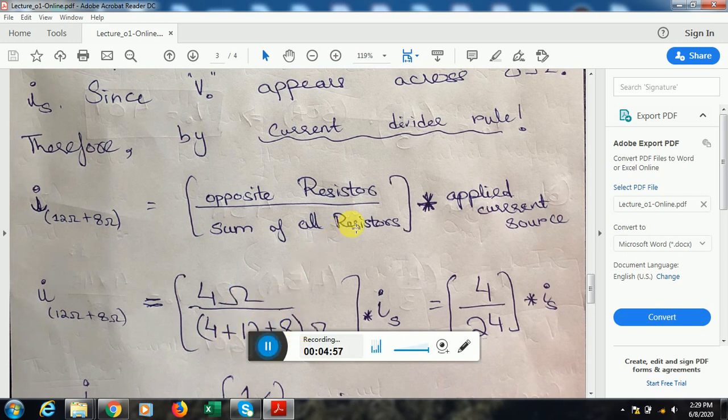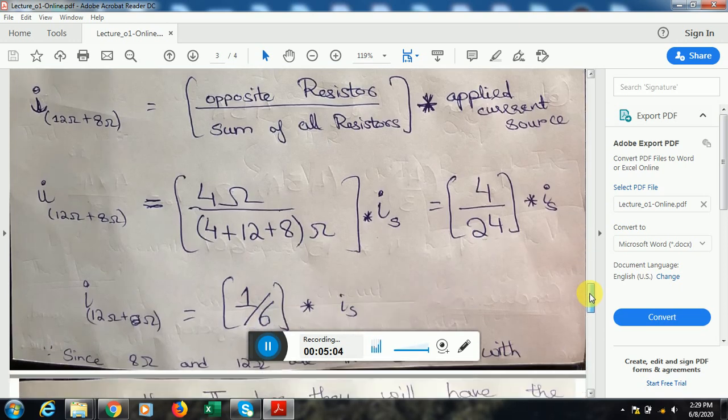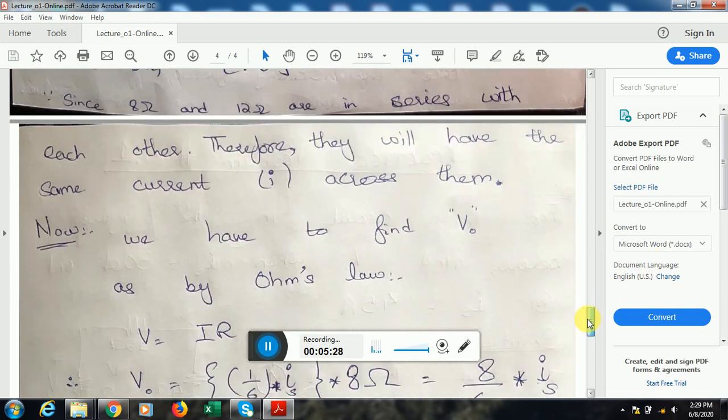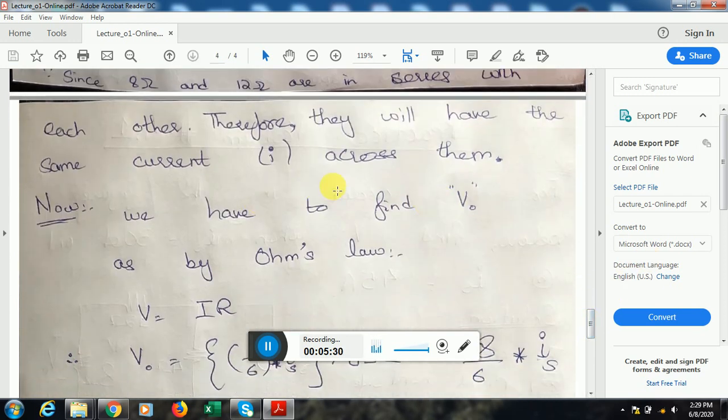So we have to use the current divider rule to find out the value of current that flows through the 8 and 12 ohm resistance. By current divider rule, you know that we put the opposite resistance value in the numerator and the sum of all the resistors in the denominator and multiply by the applied source. When I plug in all the values, I get that the output current across the 8 and 12 ohm resistors is 1 by 6 of the applied current source. So we have found the scaling factor.